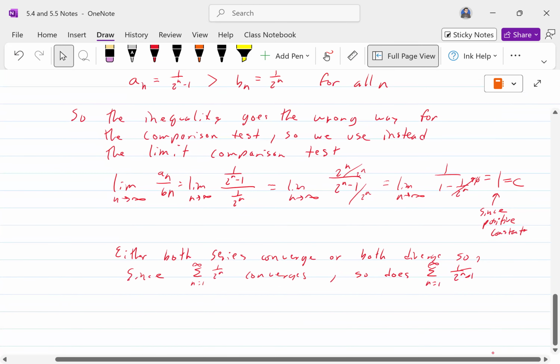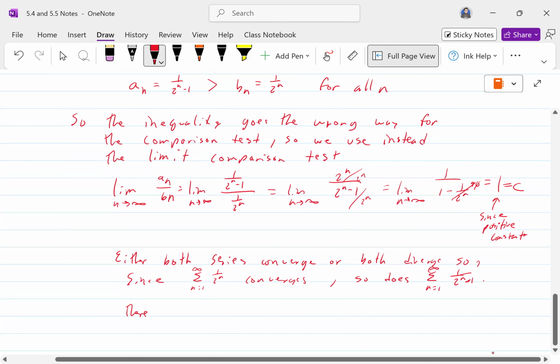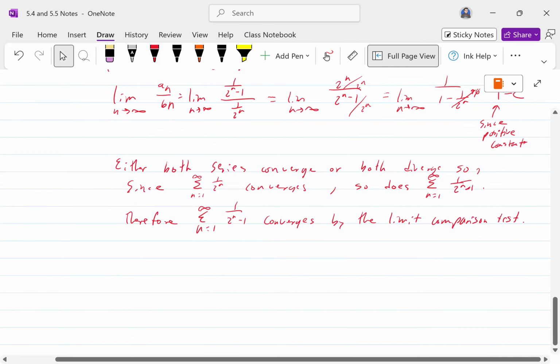Okay, therefore, the sum from n equals 1 to infinity of 1 over 2 to the n minus 1 converges by the limit comparison test.